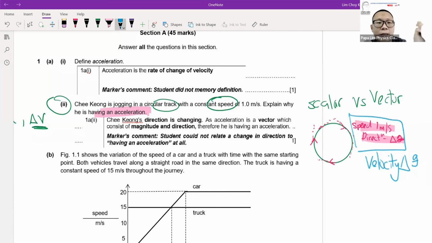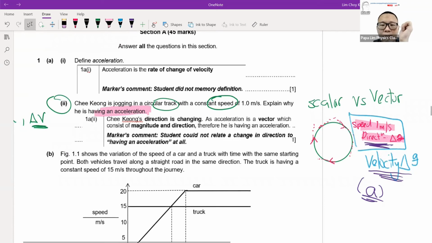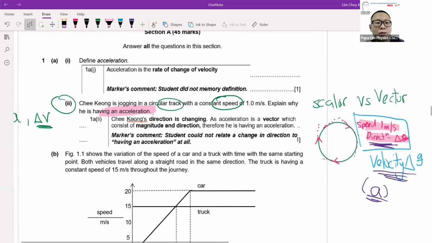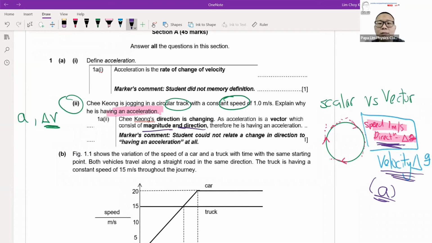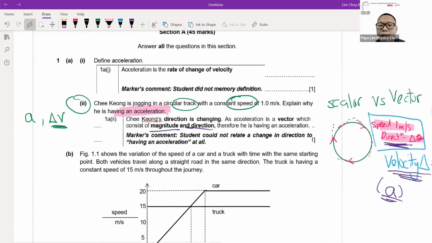Remember, I repeat again, Chikyong has a changing velocity. Why? Because even though his speed remains the same, the direction of his run or his travelling is changing every time. And because direction is changing, even though I have the same magnitude, it still contributes to a new vector every time. And that vector is what we call velocity. Because velocity is changing, there will be acceleration experienced by Chikyong. Acceleration involves change in velocity, and velocity involves magnitude and direction. So that's why he definitely has an acceleration.